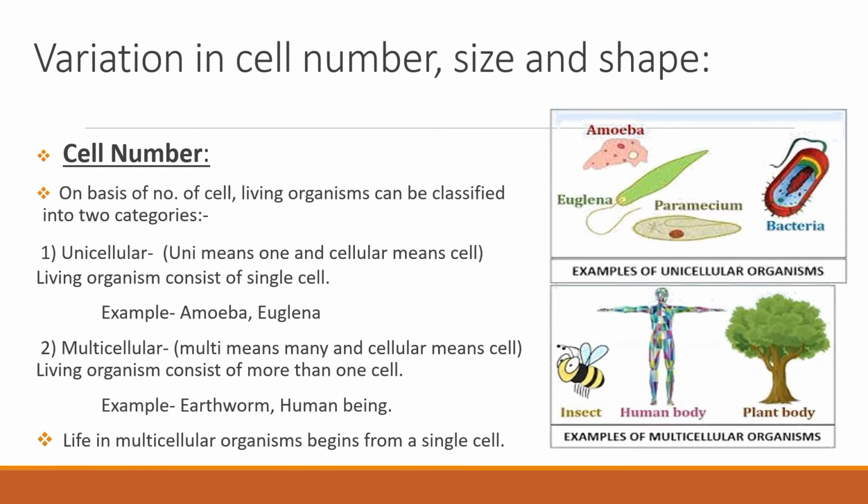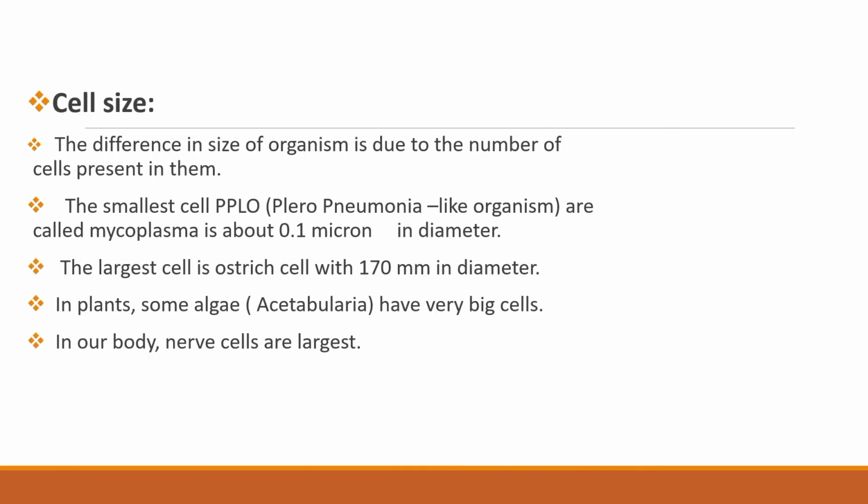So this is all about cell structure and cell numbers. If the cell number is more than one, we consider the organism multicellular. But if the organism has only a single cell, we consider it unicellular. Next we have cell size.